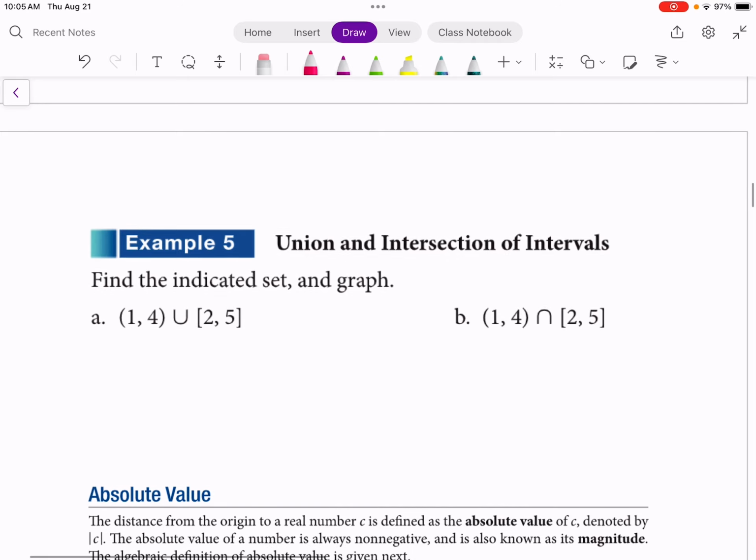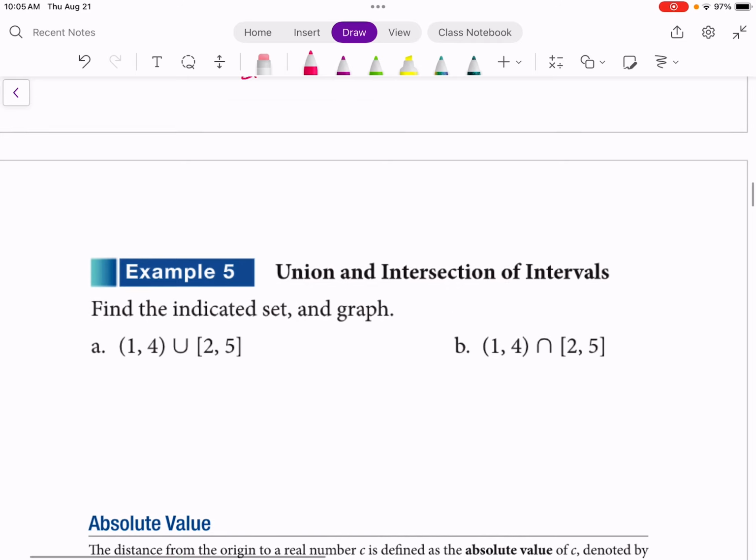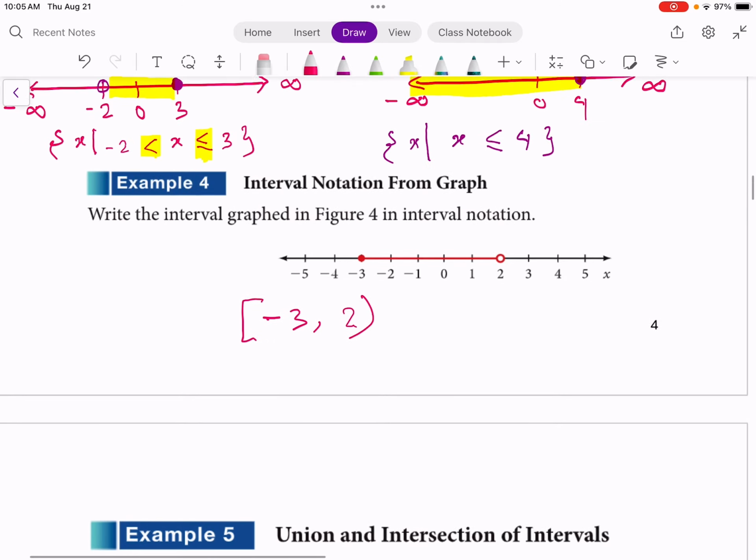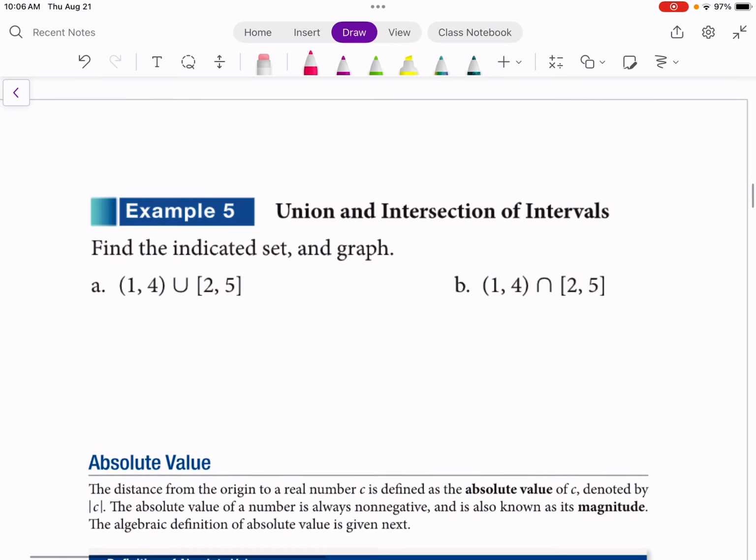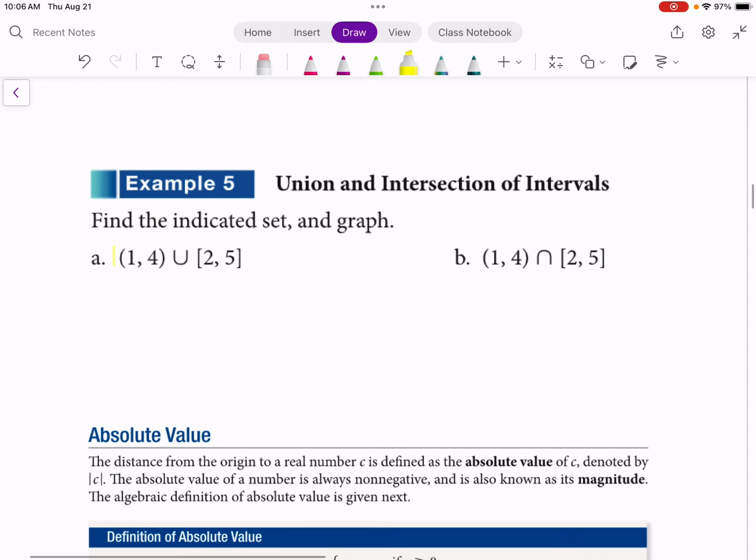Okay, next here, does anyone have any question for these two examples? Okay, so here we have to find the indicated set and a graph. So here we have two sets. So (1, 4) and [2, 5]. We have these two sets and we have to find the union of these two sets.